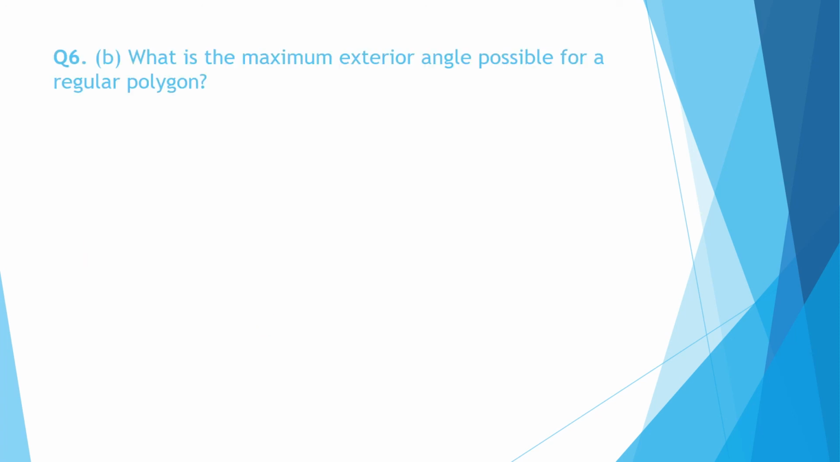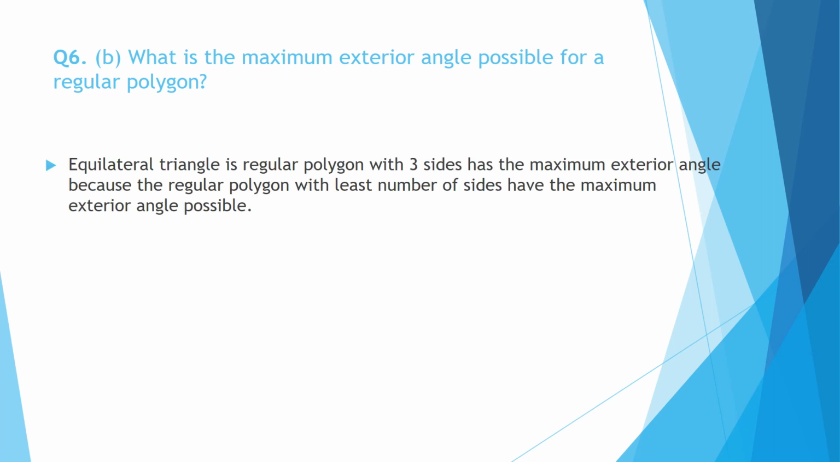What is the maximum exterior angle possible for a regular polygon? अभी आपने इंटीरियर एंगल निकाला, अब आप एक्सटीरियर एंगल निकालेंगे कि इससे बड़ा कौन सा नहीं हो सकता. So again whatever the smallest interior angle, that would be having the biggest exterior angle, because the sum of both would be 180 degree. So equilateral triangle is a regular polygon with 3 sides has the maximum exterior angle, because the regular polygon जिसमें least number of sides हैं उसी के maximum exterior angle possible होगा.